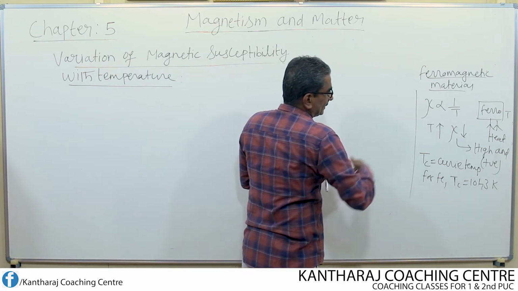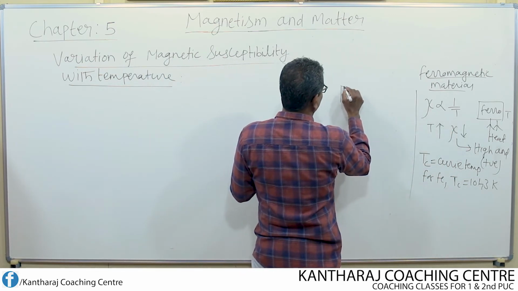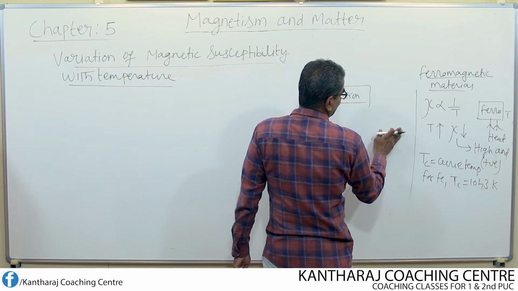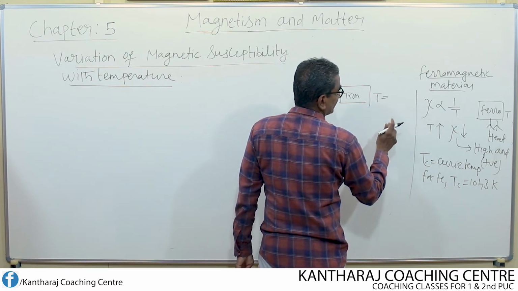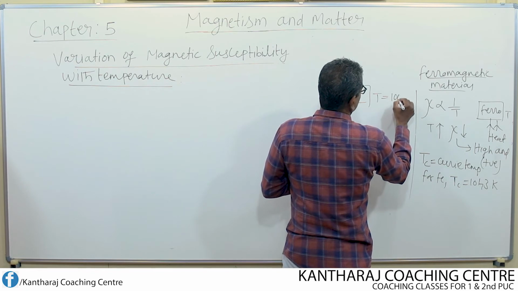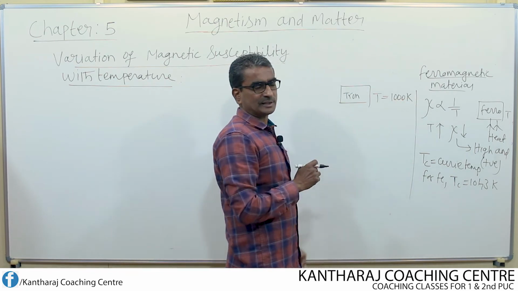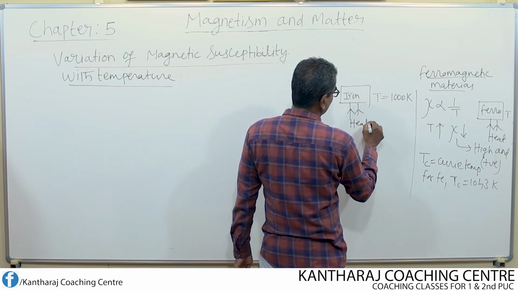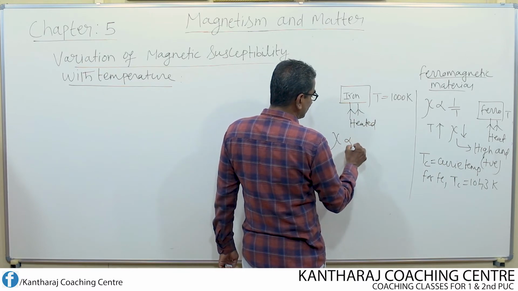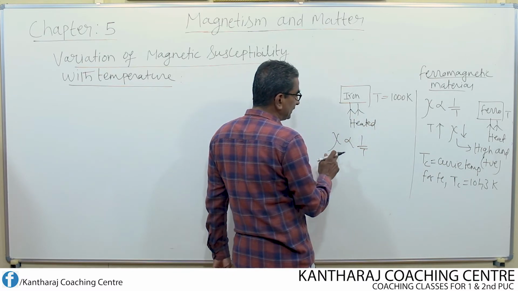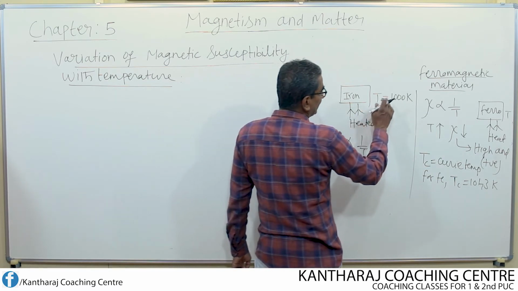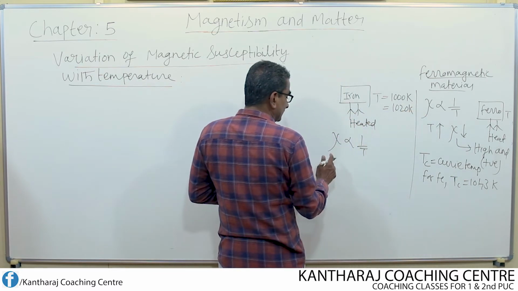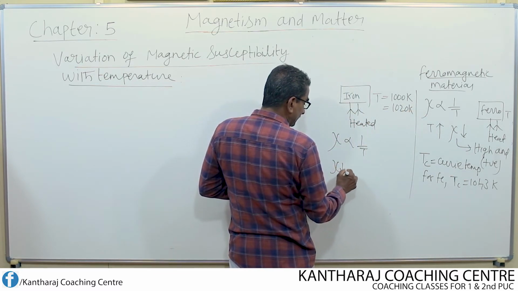Suppose I consider this ferromagnetic material like iron. Let us say its initial temperature may be around 1000 Kelvin, I assume. I start with 1000 Kelvin. I have heated this up to a temperature of 1000 Kelvin, and it is found that as temperature increases, susceptibility decreases. Now increase the temperature to 1020 Kelvin.